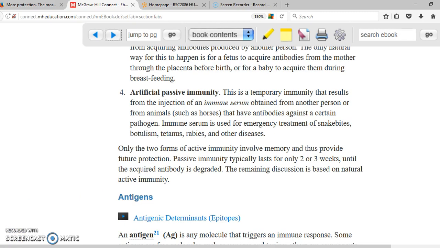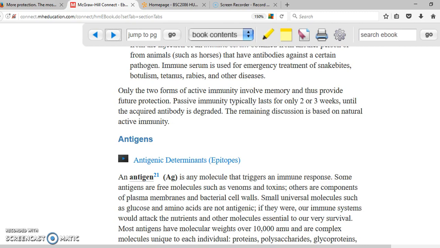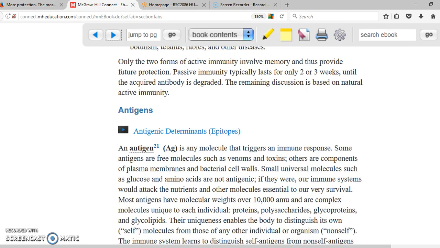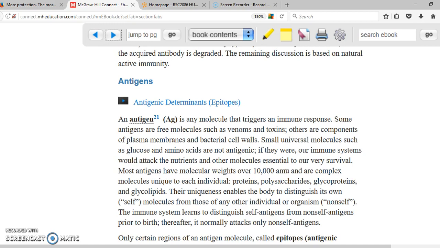So that way we know that we got an infection, right? And that way our body responds. And the microorganisms that are going to cause infection, they are going to have antigens, right? Antigen is a molecule that triggers an immune response, as you see right here.